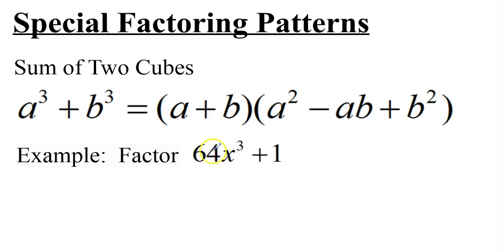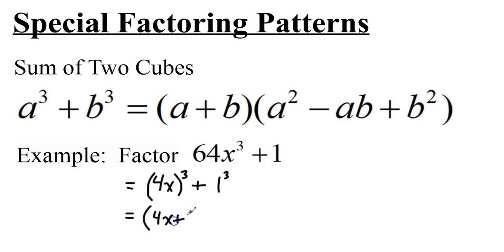Let's apply that to this example. First we have to identify what the a and b are here. We have to write it as two cubes. First I'll identify that 64 is a perfect cube, 4, and x cubed is obviously a perfect cube, so I'm going to write that as a perfect cube, like so. And 1 is obviously a perfect cube because 1 to any power is 1. Okay, so now that I've identified the a and the b, 4x and 1, I can simply write it out.